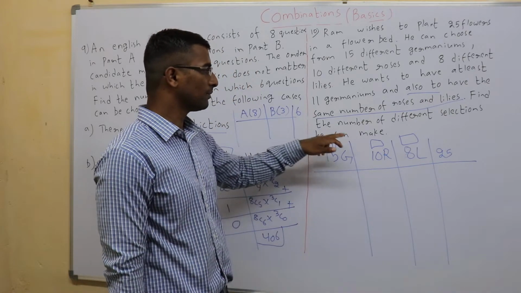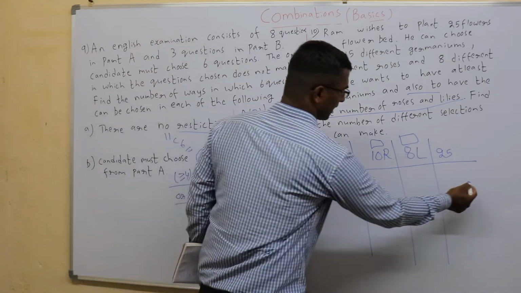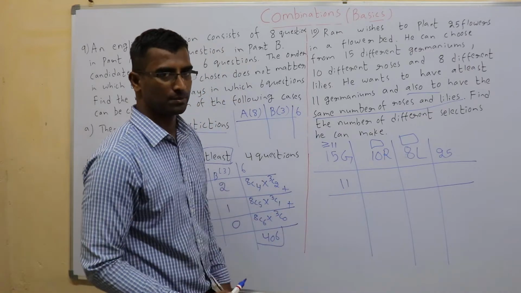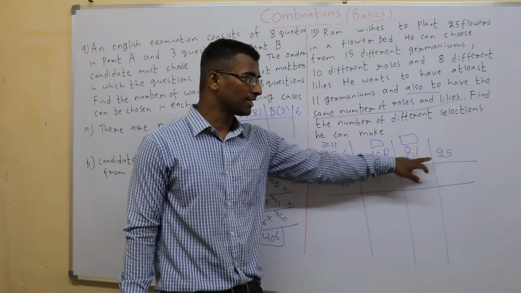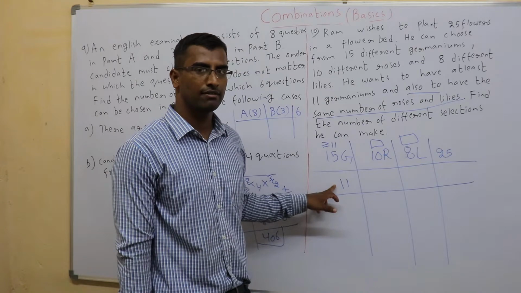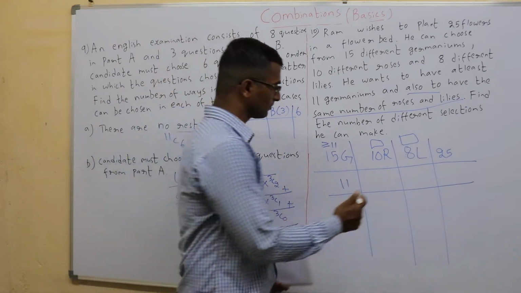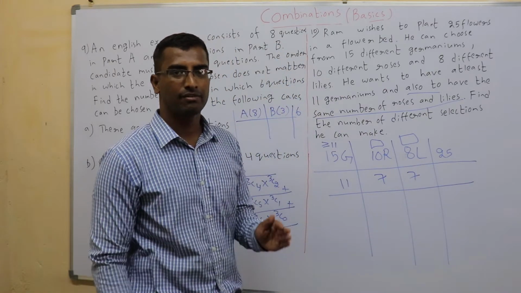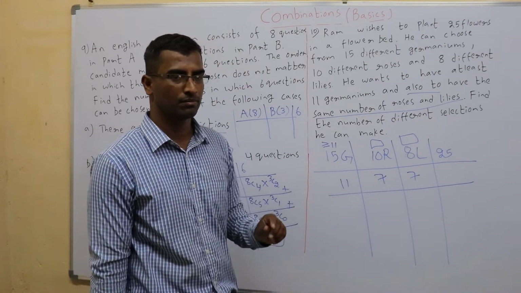Next, find the number of different selections he can make. So let us start. If I assume I am taking 11 geraniums, how many more should I take from these two such that the total becomes 25? From 25 minus 11, I need 14 more. Half of 14 is 7, so I take 7 roses and 7 lilies. Clear? Why am I doing half? Such that these two numbers should be the same.